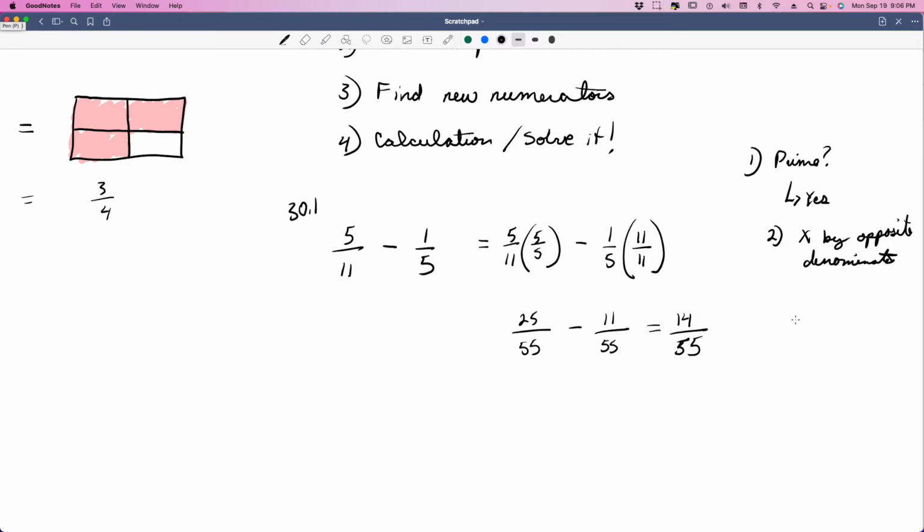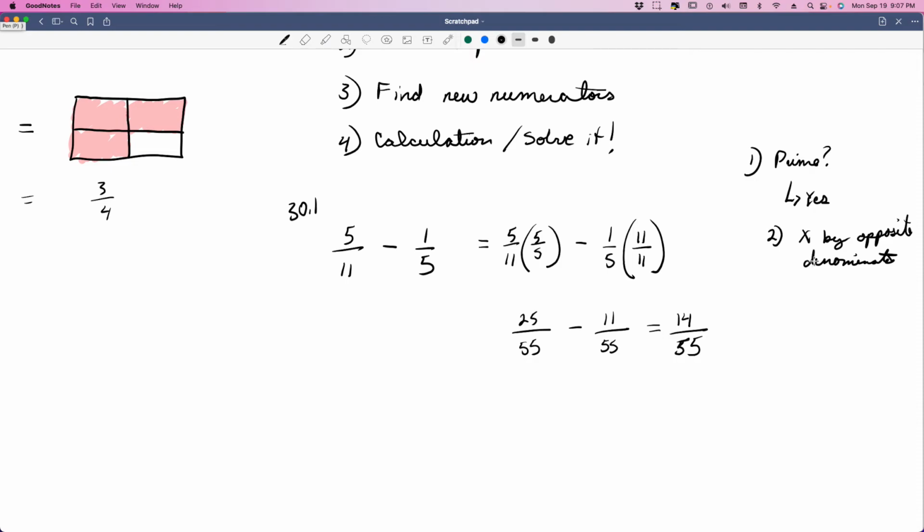Okay. Now, if only one of the numbers is prime and the other number doesn't have any common factors that we can reduce with, we do the same thing. We treat it like a prime number. So by that, here's what I mean.